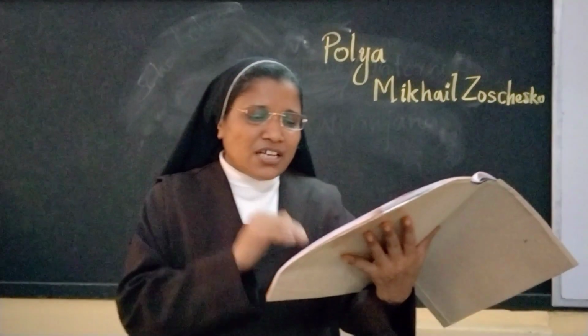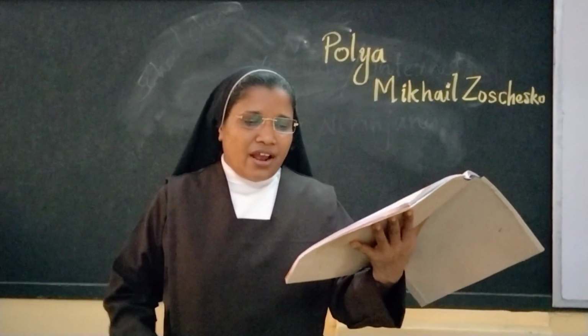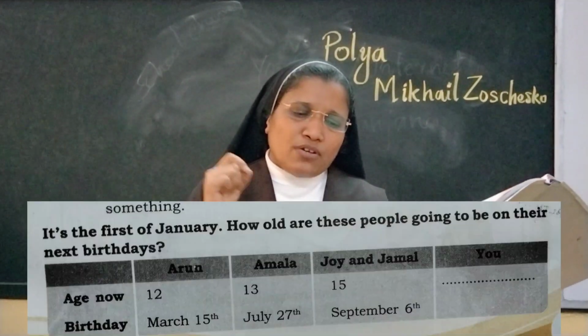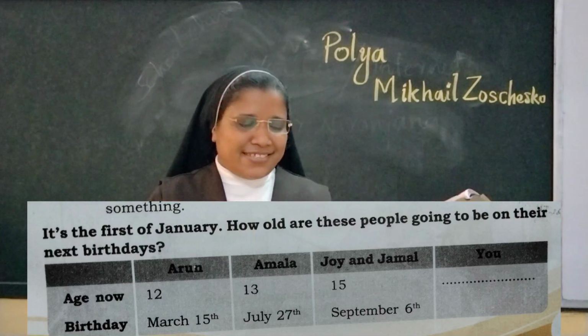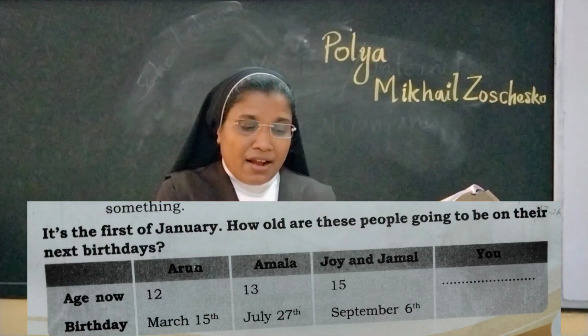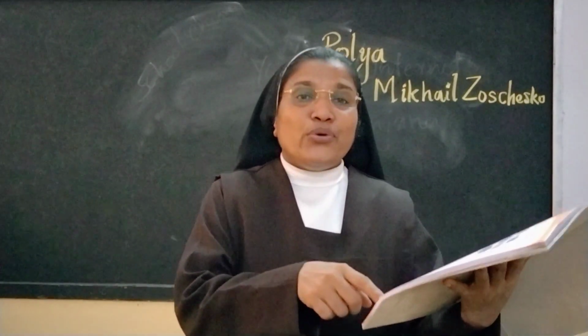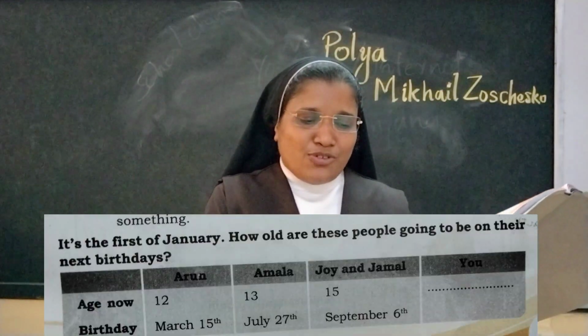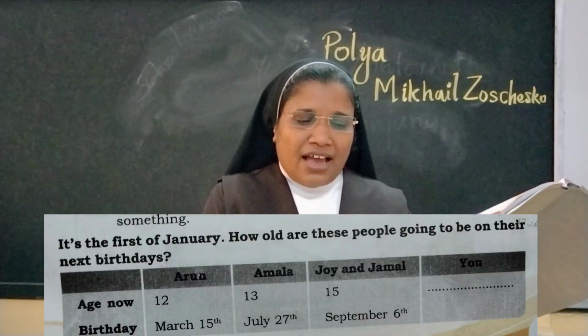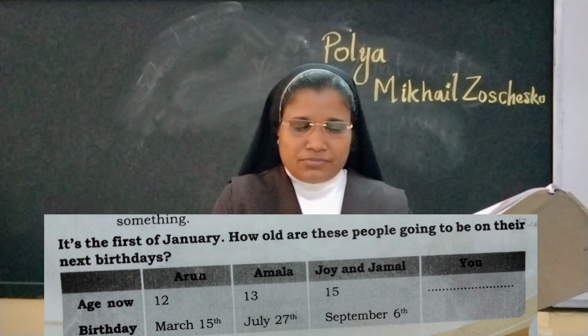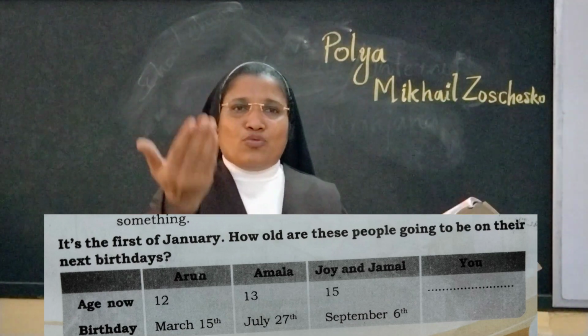So it is the 1st of January. How old are these people going to be on their next birthdays? Age now: 12, Amal 13, Joy and Jamal 15. Your age. Birthday: March 15th, July 26th, and Joy and Amal on September 6th. And what about you? Take it as a sentence here.